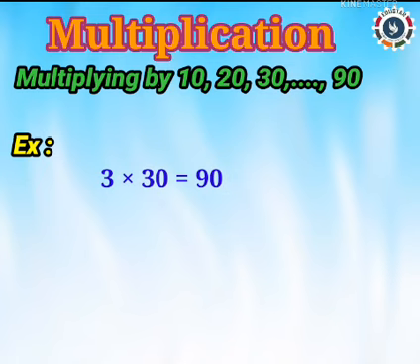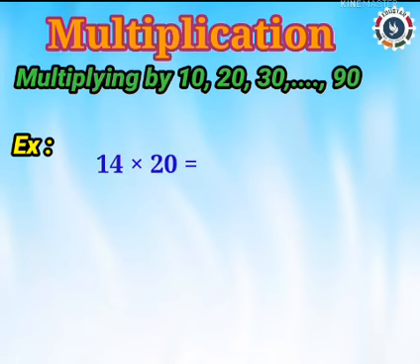That is, to multiply a number by 20, 30 up to 90, we multiply the given number by 2, 3 up to 9 and put one 0 to the right side of the product. Now you try these. 14 into 20. On multiplying 14 by 2, we get 28. Now put this 0 to the right side of 28. So the answer is 280.